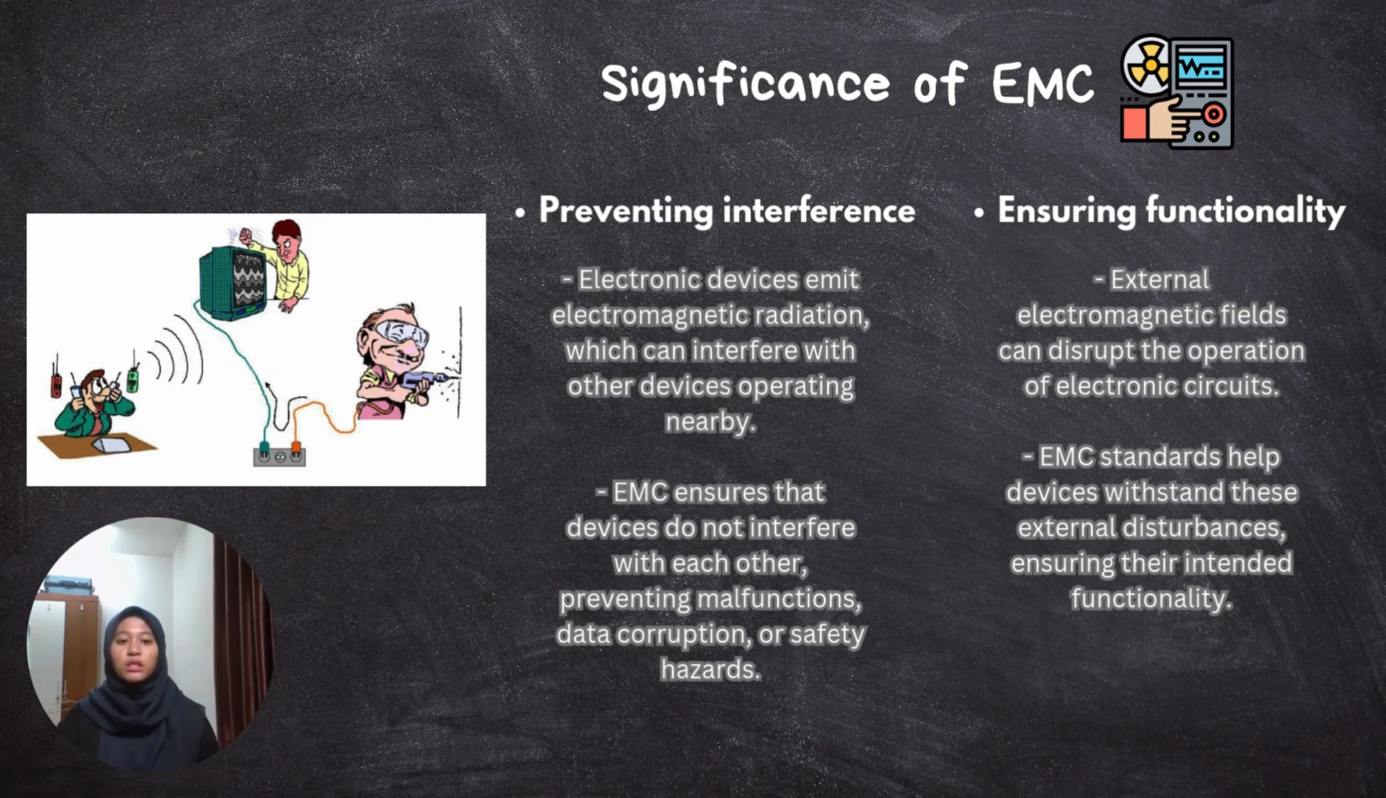The next one is ensuring functionality. External electromagnetic fields can disrupt the operation of electronic circuits. So, electromagnetic compatibility standards help devices withstand this external disturbance, ensuring their intended functionality.